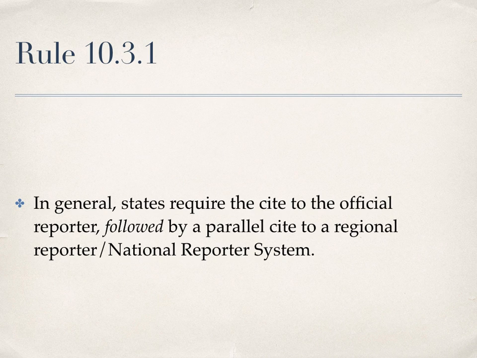In the absence of a local rule, you can follow Bluebook's general rule. In general, we can cite to the official reporter, followed by a parallel cite to either the regional reporter or, as some other authorities call it, the national reporter system. You would use this method if you weren't required to follow the local rules by a legal writing assignment, or if the local rules were silent as to how to cite to cases.